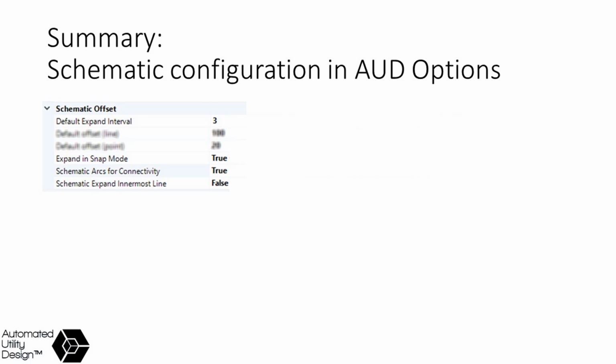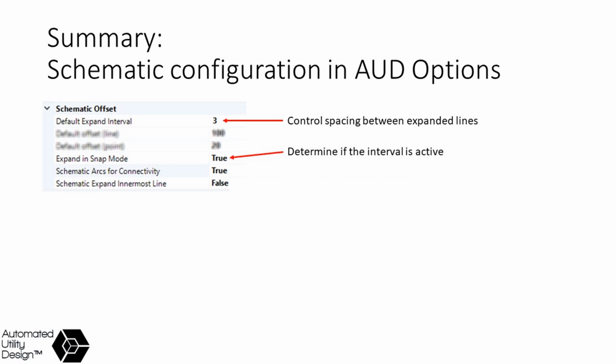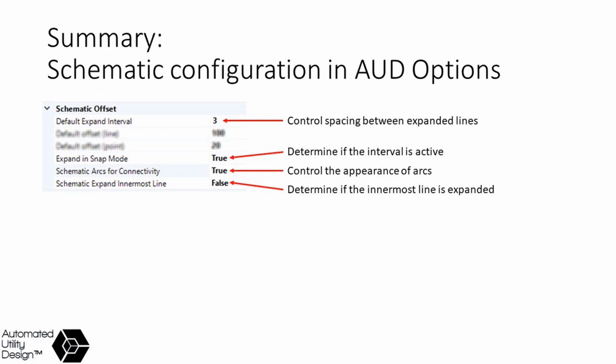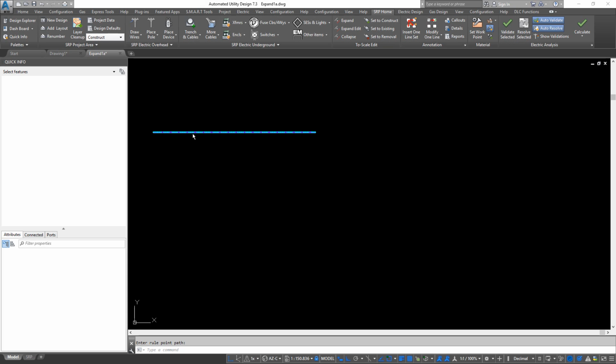So to review, with AUD options, you can control the spacing between expanded lines, determine if the interval spacing is active, control the appearance of arcs, and determine if the innermost line is expanded. Now let's explore what can be done with the AUD rules. I'll use a somewhat artificial demo to illustrate how these rules can work.